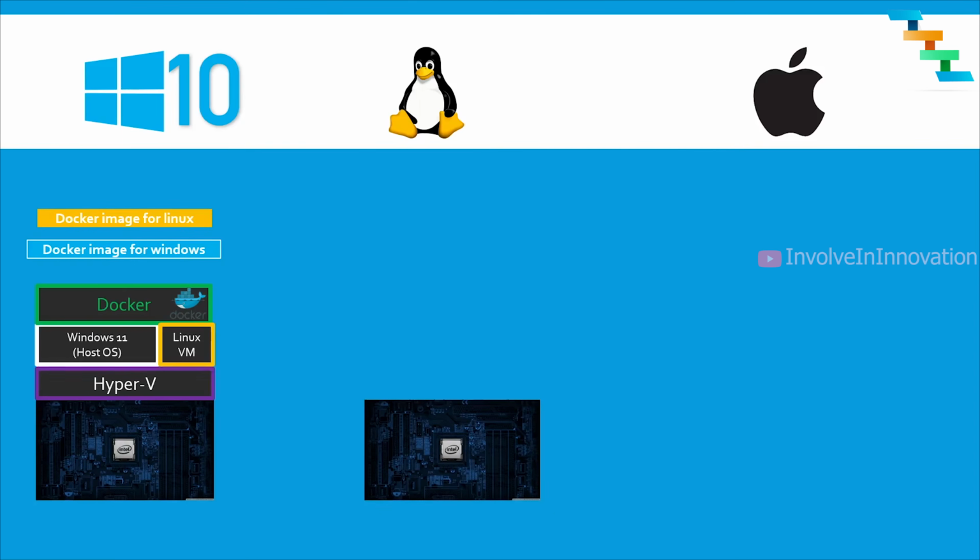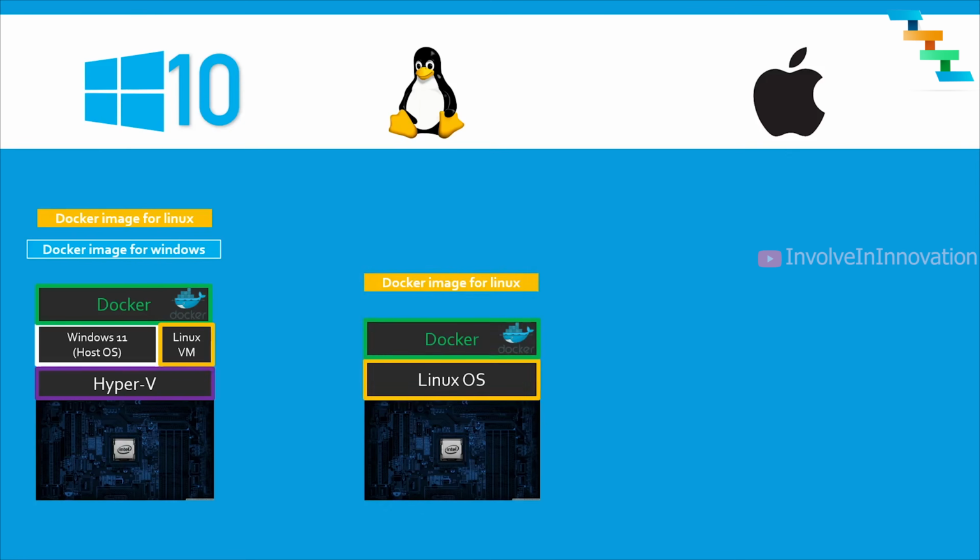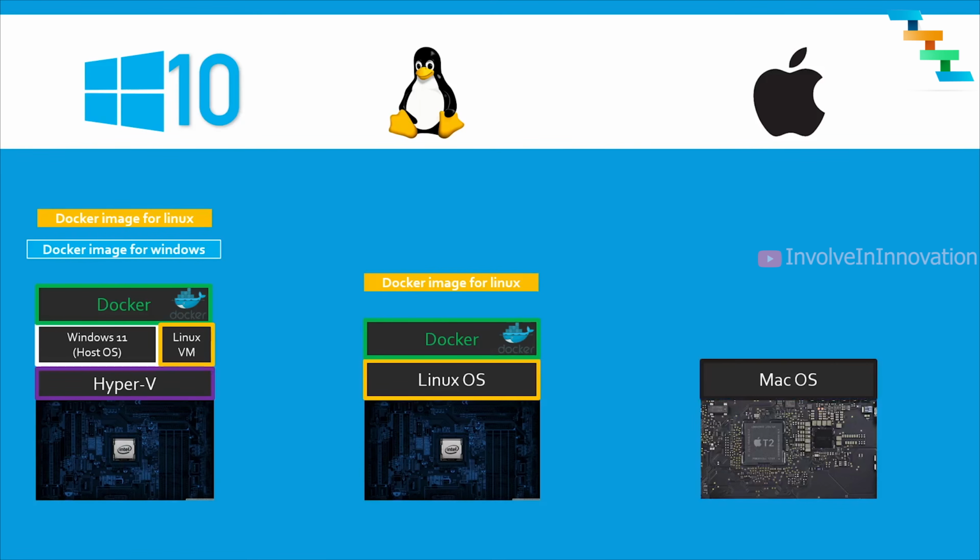In Linux OS, we can run the Linux based image by utilizing the underlying Linux kernel. In Mac, things are a little tricky. Whenever you are installing Docker on Mac, you are also installing LinuxKit, which is a lightweight distribution of Linux. Docker sits on top of this and we run the Linux based image, which uses the Linux kernel in LinuxKit.